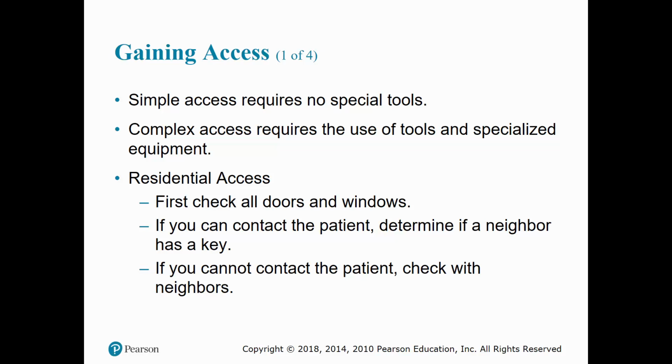With residential access, first thing you want to do is check all doors and windows to see if you can either get in contact with the patient, and see if there may be an open door, open window somewhere around the house. If you're able to contact the patient, see if maybe a neighbor has a key or they may have a key hidden somewhere in their yard. If you're unable to make contact with the patient, also check with neighbors to see if they may have a key or if they know if anybody's at home.